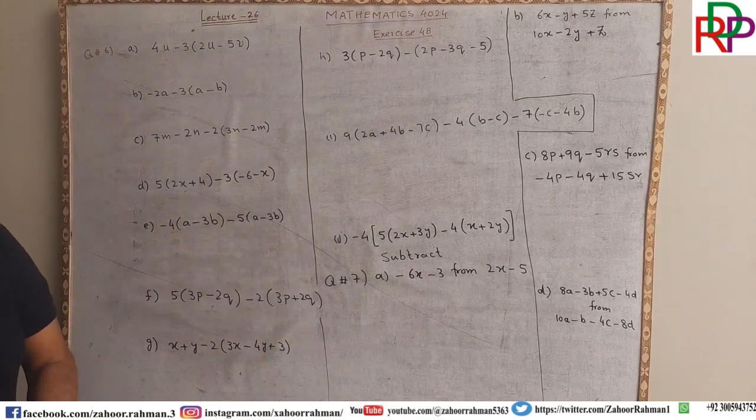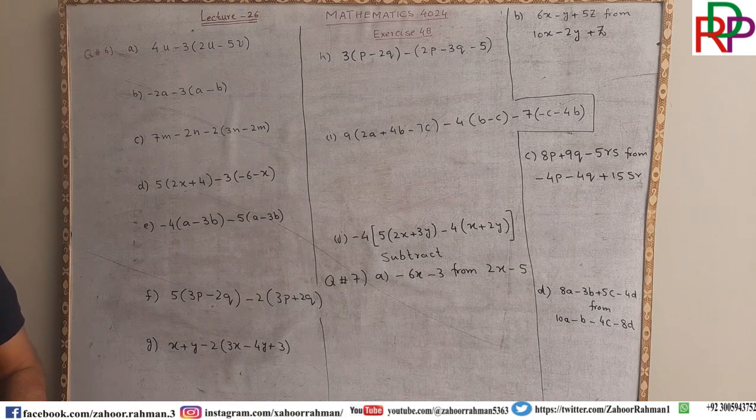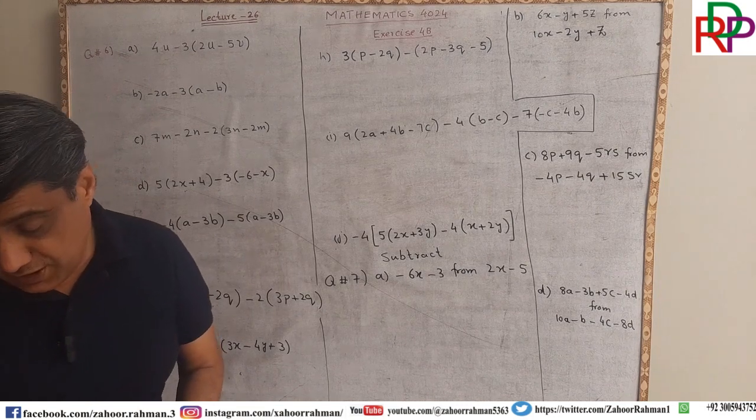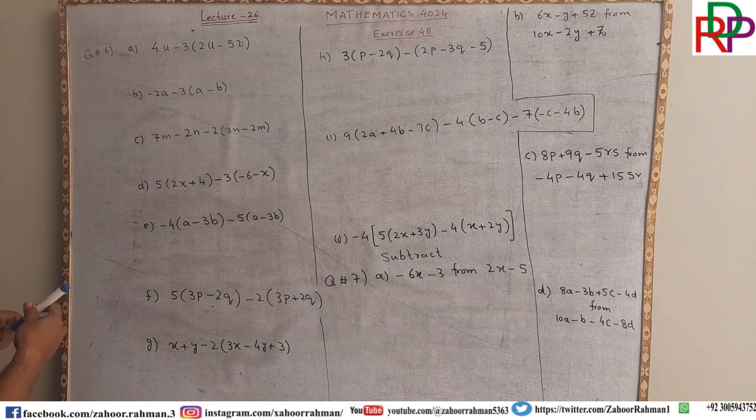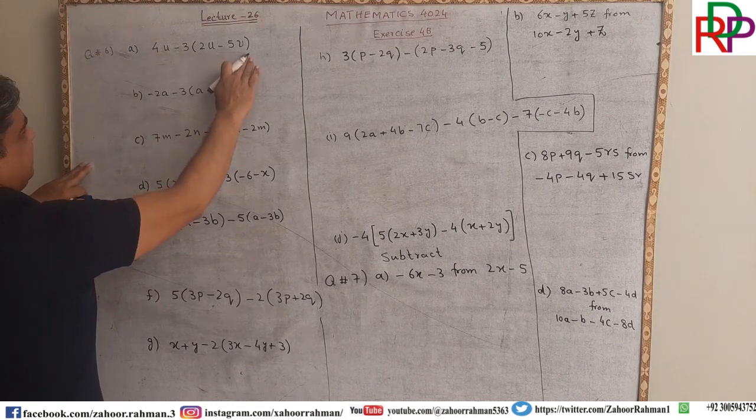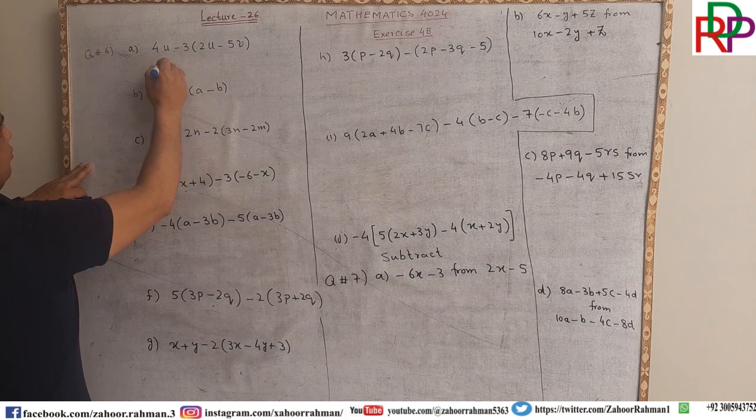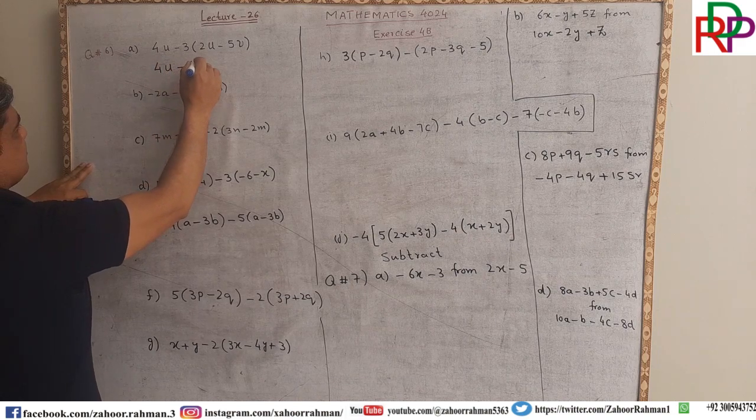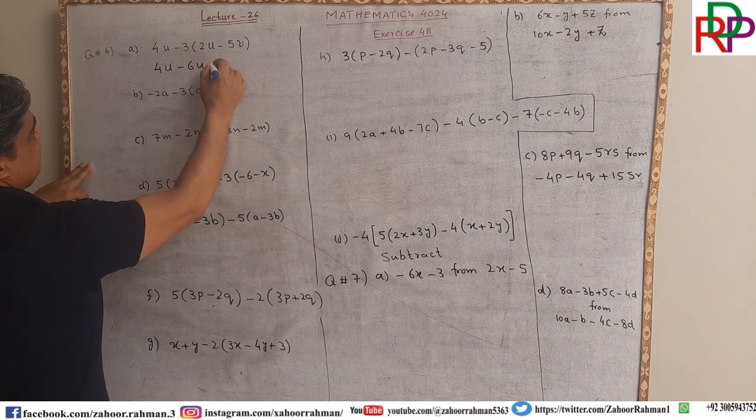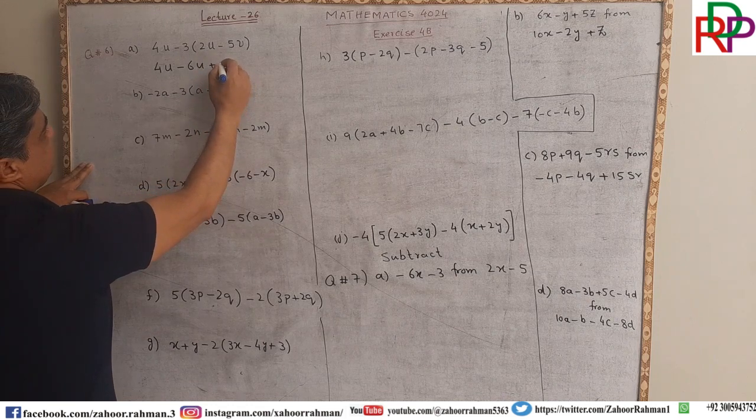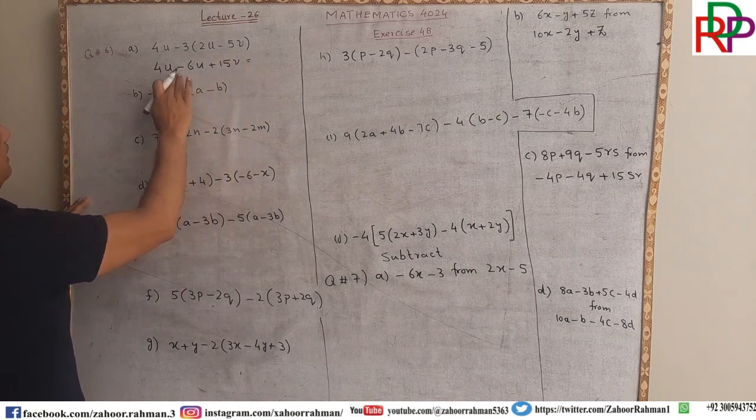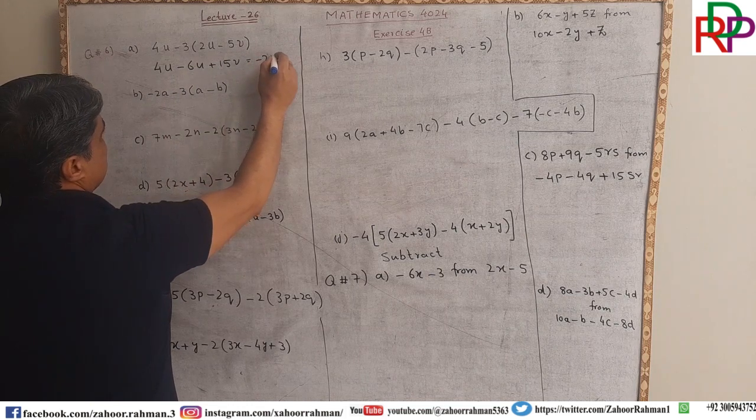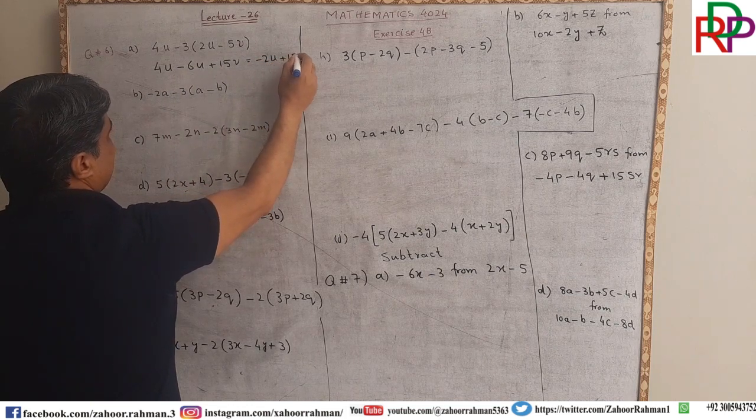Question number 6 is saying expand and simplify each of the following expressions. If you have the book, it is given on page number 97. Ladies and gentlemen, first we have to expand this and then simplify. 4u minus 6u, and when minus is multiplied with minus, it will give positive 15v. Now if we are subtracting it, so 2u plus 15v.